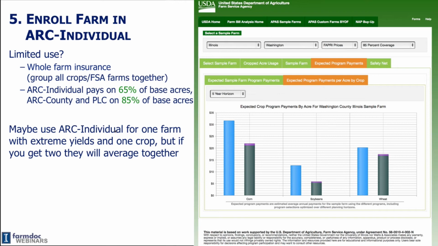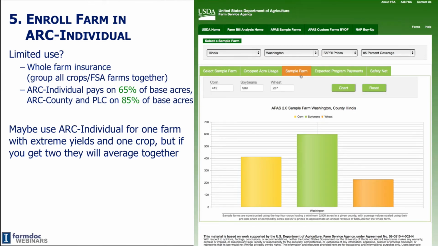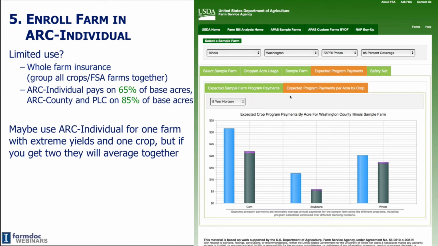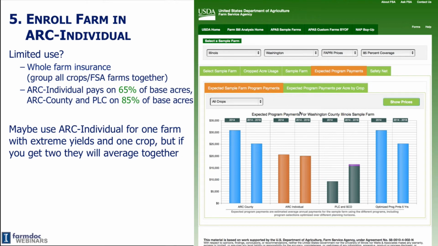And I think the usual logic on that, Gary, right, is that to go from ARC County to ARC individual, or to go from PLC to ARC individual, you're giving up 20% of the base acres that are receiving payments. So the logic we've talked about a lot is what other factors are out there that would make up that loss of 20% of the base. In Gary's example, if you had a farm with only one crop base and a really variable yield, that might be a situation where the yield variation would be enough to trigger more payments more frequently to make up that loss of 20% of base.